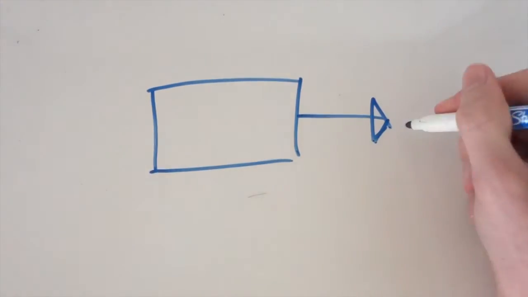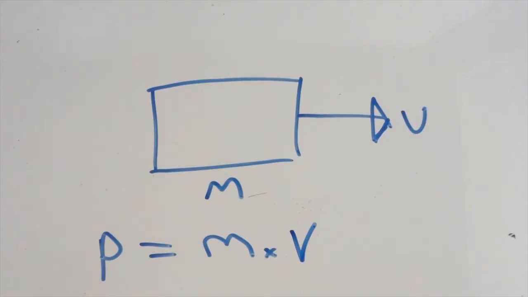So that's the basics of how to calculate momentum and use the equation to calculate the mass of the object or the velocity of the object. In a future video we'll look at the conservation of momentum.